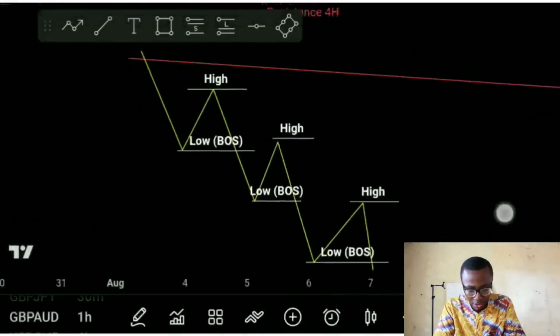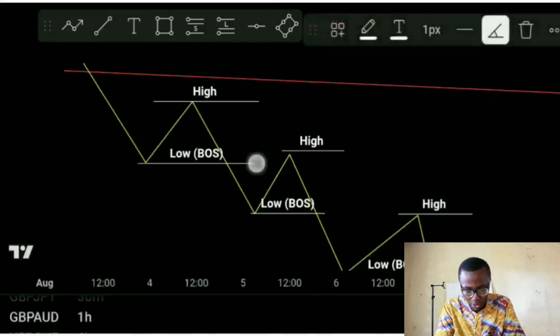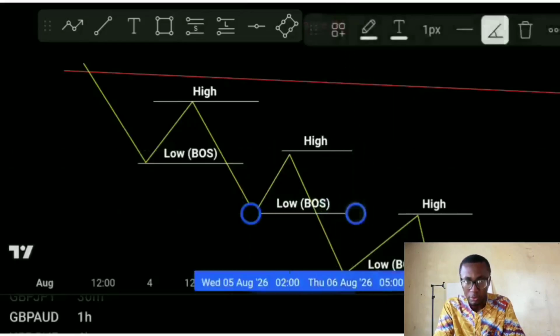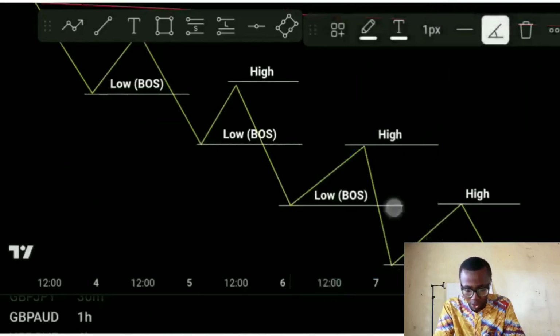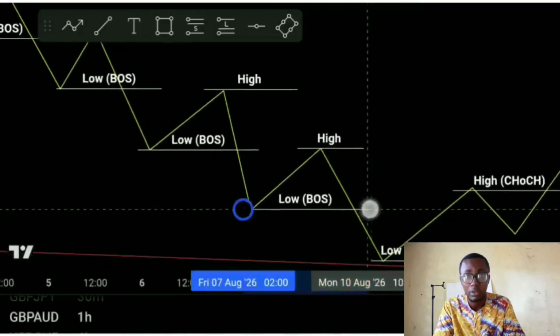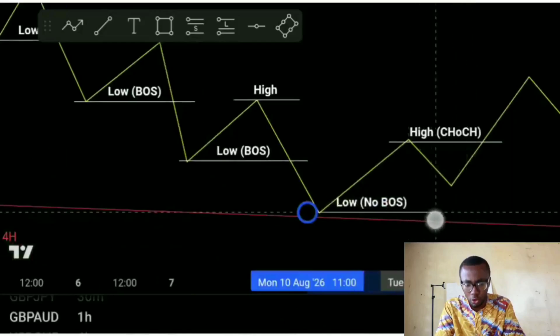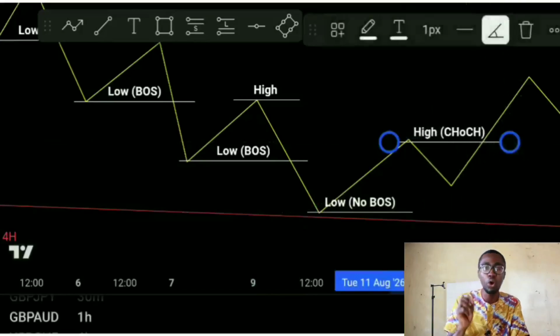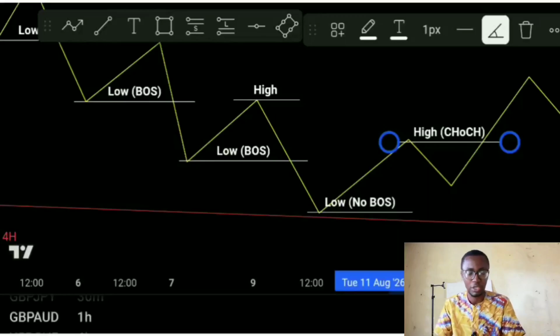Are you seeing what is going on here? You can see how this high was not broken, but this low was broken. Break of structure. This high was not broken, but this low was broken. Break of structure. This high is not broken, so I said no break of structure. Now look at this high. This high has been broken, so you will call it change of character. So when the lows are broken in a downtrend, it's called break of structure. But when the high is broken in a downtrend, it's called change of character.